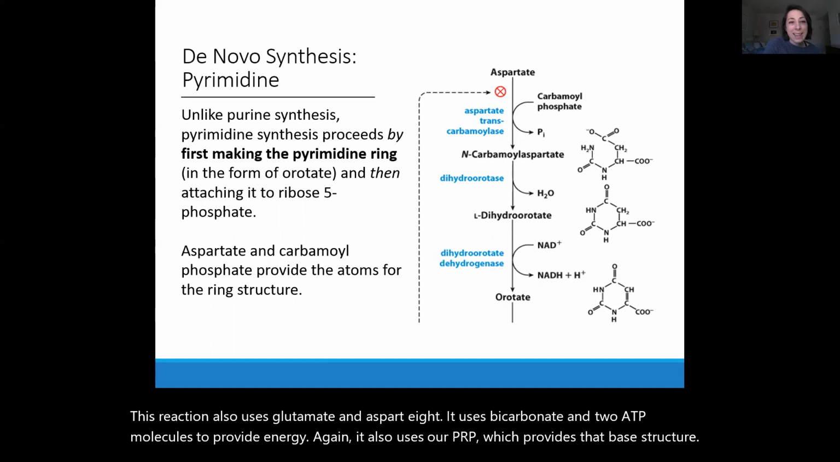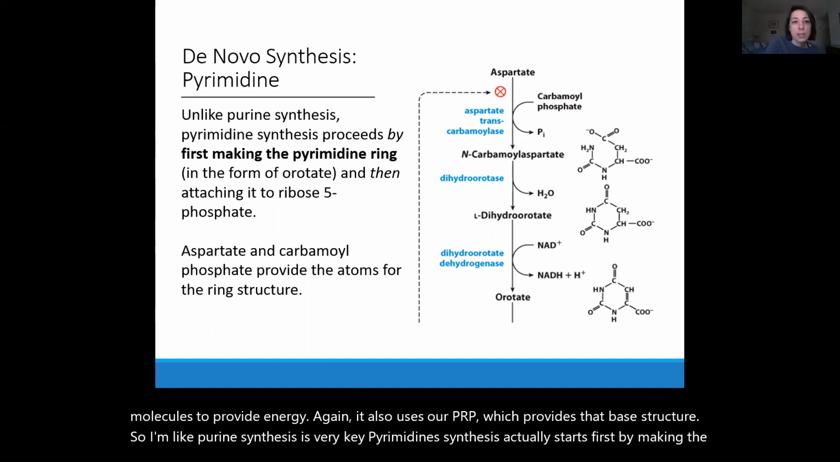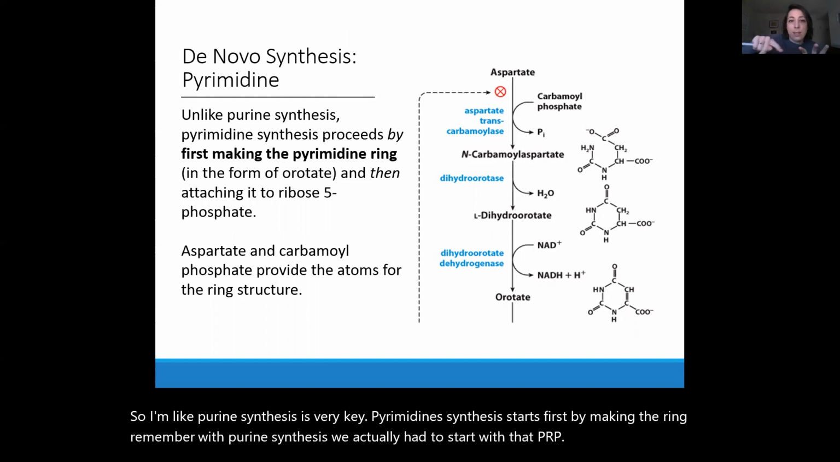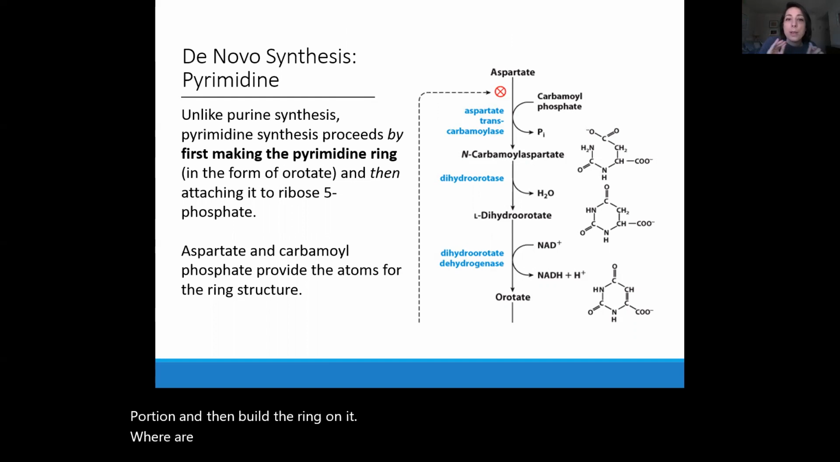So unlike purine synthesis, and this is very key, pyrimidine synthesis actually starts first by making the ring. Remember, with purine synthesis, we actually had to start with that PRPP portion and then build the ring on it. For our pyrimidines, we actually build the ring first, and then we're going to put it onto the base.